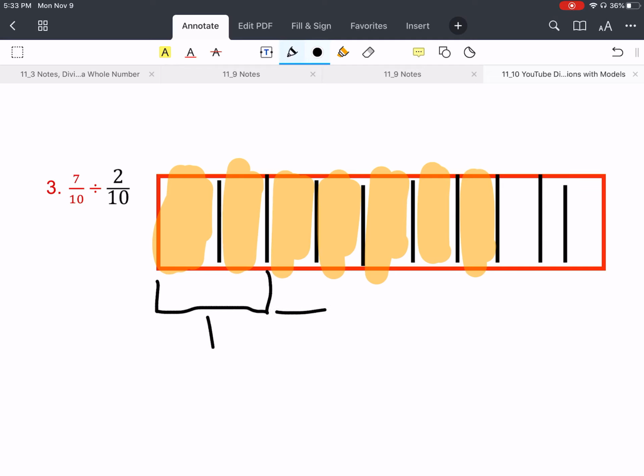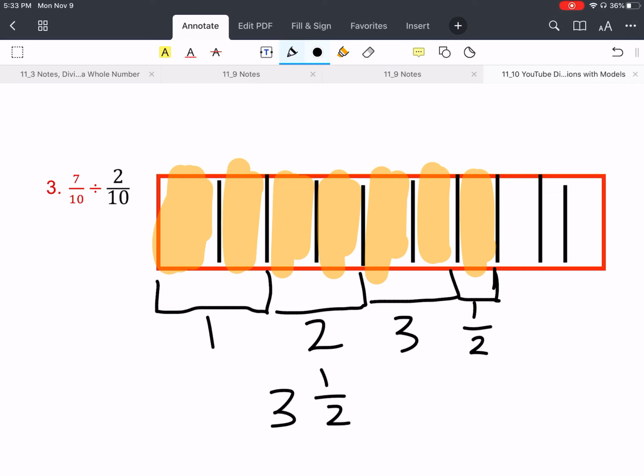So we have 1, 2, 3, and we have this piece. And if 2 pieces represent 1 whole, that is why this piece is only 1 out of the 2 pieces necessary, which would give us 1/2. So this final answer would be 3 1/2. If our sections were 3 pieces each and we only had 1 out of the 3, it would be 1/3. But in this case, it is 1/2 of a section.